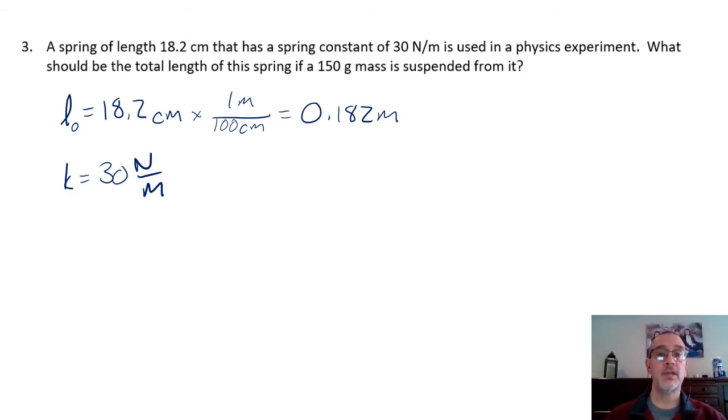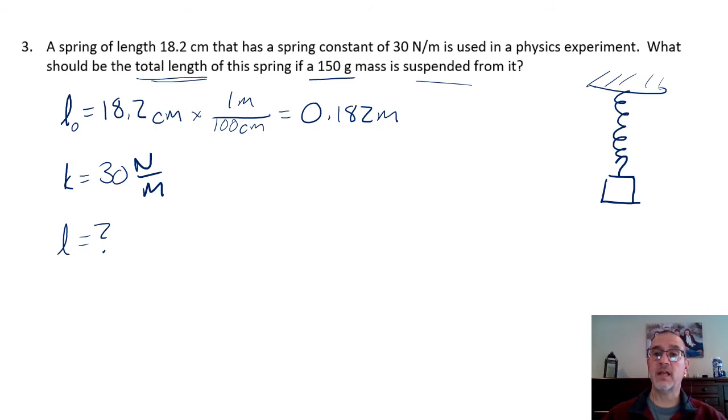It says what should be the total length of this spring? So the total length, that's going to be my final length of the spring. So I'm looking for L as opposed to L0. That's my question mark. If a 150 gram mass is suspended from it, well, let's draw a picture. This mass hanging from the spring is going to cause the spring to stretch.